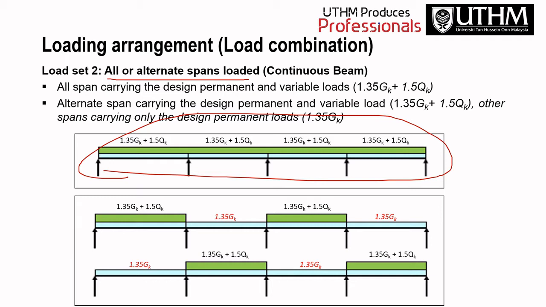So you can see that this span carries the permanent and variable load. This is permanent plus variable, GK plus QK. This is only GK, and this one is GK only, and this is GK plus QK, GK plus QK. Okay, so this is load set number 2. So the difference with the previous one is this.